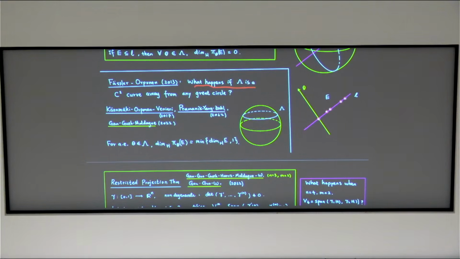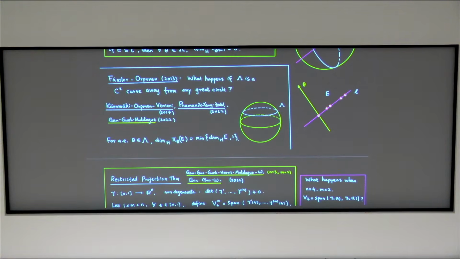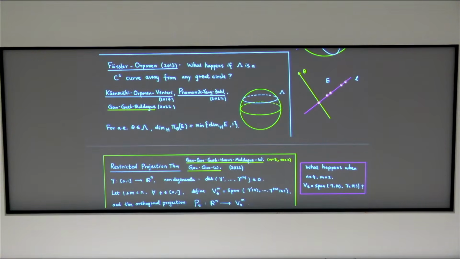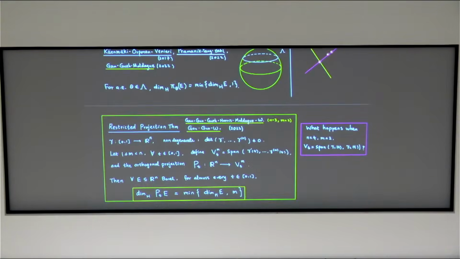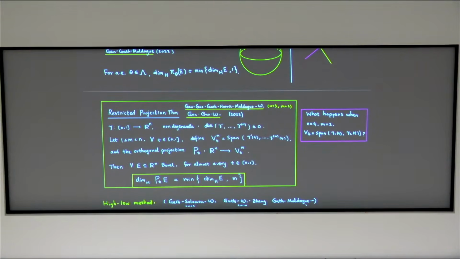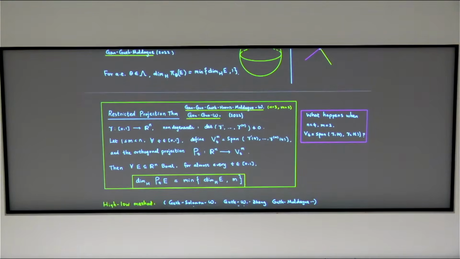So this is what we call restricted projections, because we restrict our attention to a curve on the sphere. This restricted projection problem also generalizes to higher dimensions. So we proved the following. This also uses the so-called high-low method and decoupling.